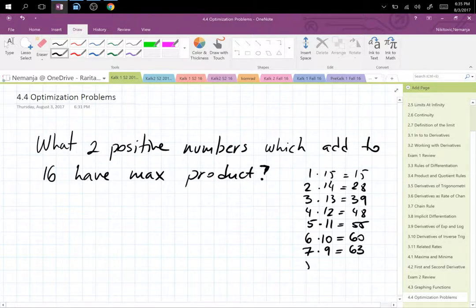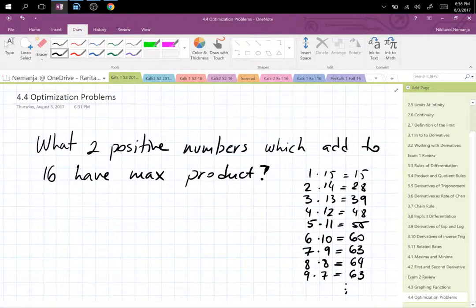And then 8 times 8, 64. And then 9 times 7, right? So by inspection, we were able to figure out that actually the numbers are 8 and 8. But can we figure that out using calculus? And the answer is yes, because we can write mathematical equations. When we read English sentences, we write mathematical sentences, which are called equations.